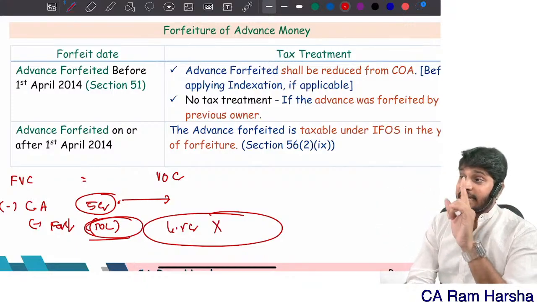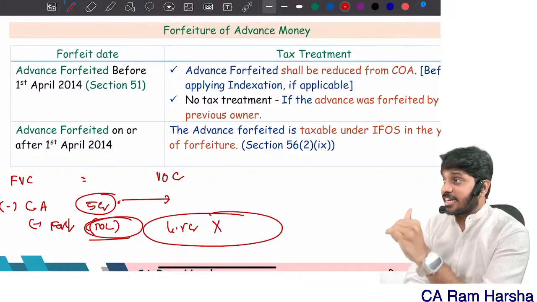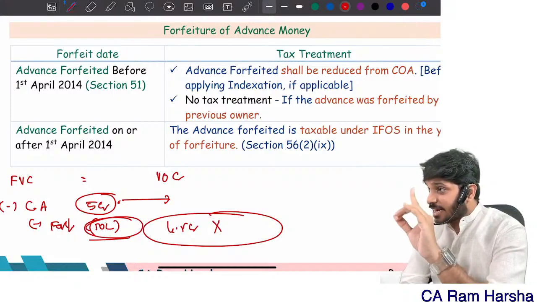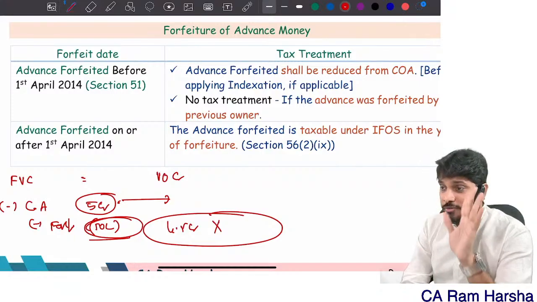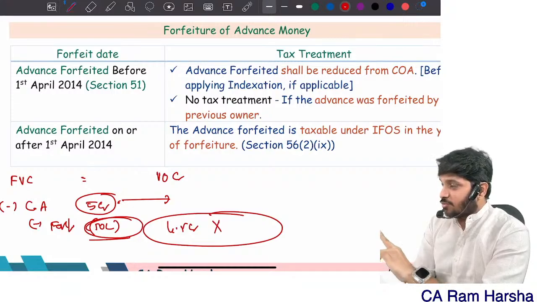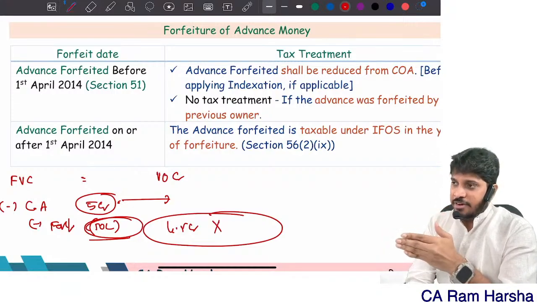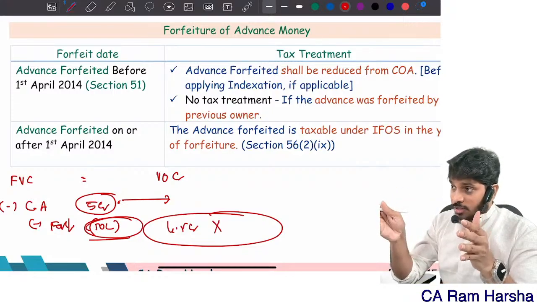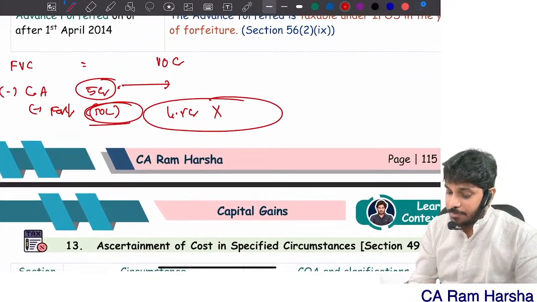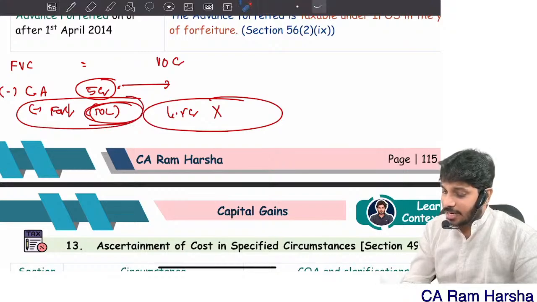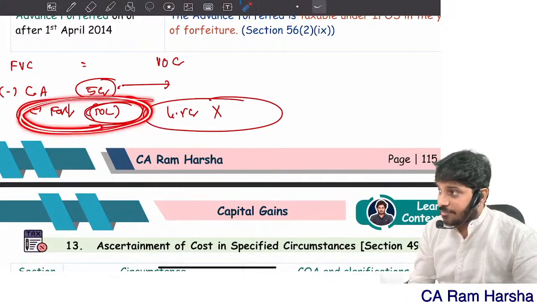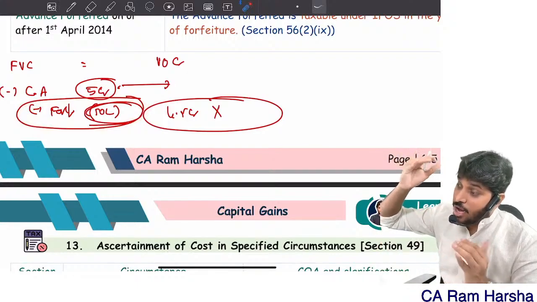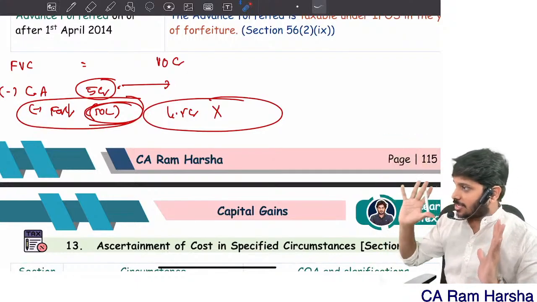What should we do? It depends upon when you forfeited. That's what I told at the beginning of the class: 4 dates. One of the dates is 1st April 2014. If I forfeited before 1st April 2014, that amount shall be reduced from the cost of acquisition, when you are computing capital gains ultimately on the transfer of the said capital asset.